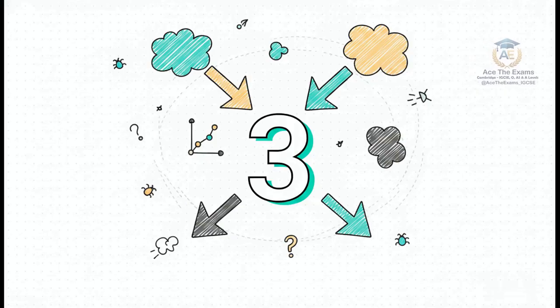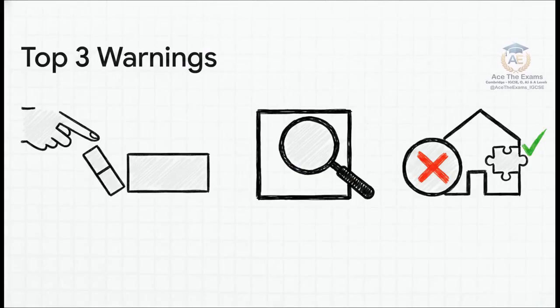Let's reveal them. Number 1, never confuse cause and effect. Candidates constantly mix up the bug itself, the cause, with the system crash, the effect. Be crystal clear on what triggered an error versus the resulting failure during an alpha test.